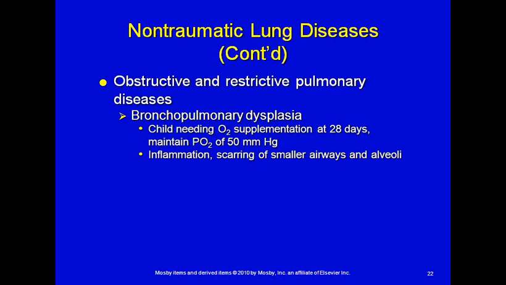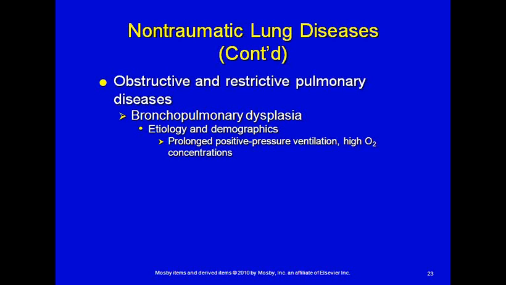Now, bronchopulmonary dysplasia, that's a child who needs O2 supplementation at 28 days in order to maintain PO2s of 50. Normal PO2, as you remember, partial arterial pressure of oxygen, is somewhere in that 80 to 100 range. It's the result of inflammation and scarring of the smaller airways and the alveoli. It can be caused by prolonged positive pressure ventilation and high percentage of O2 concentrations.